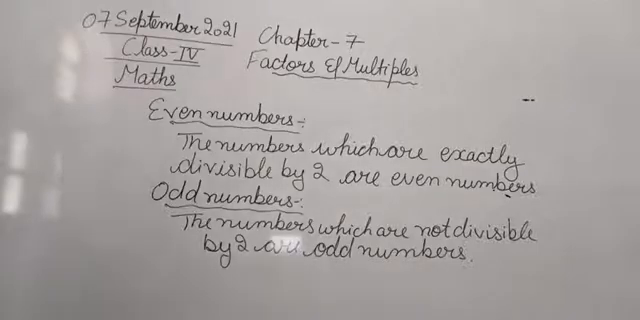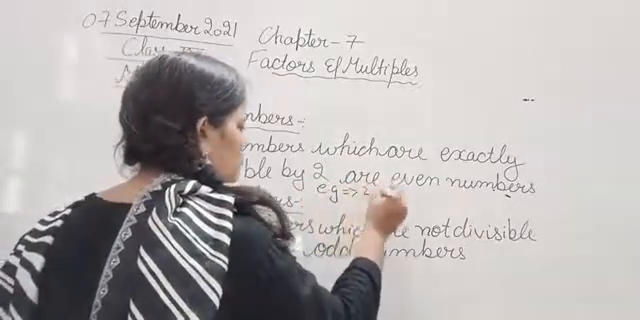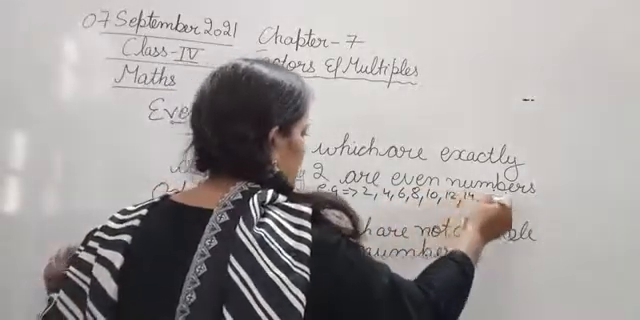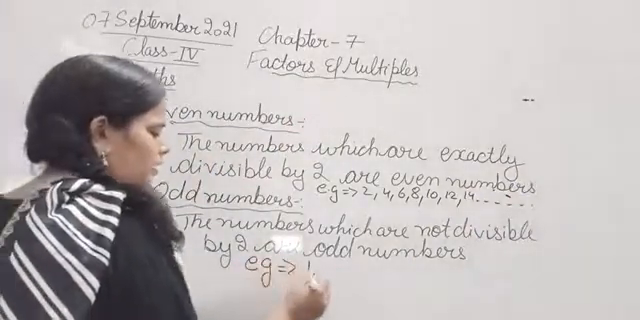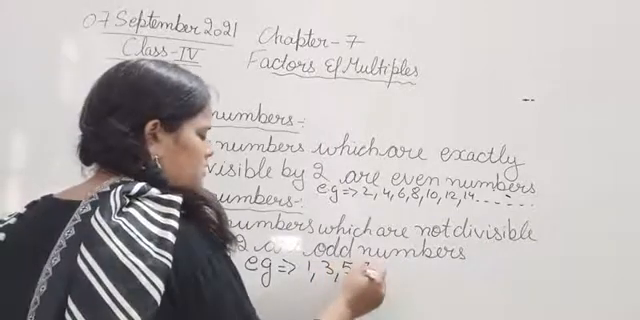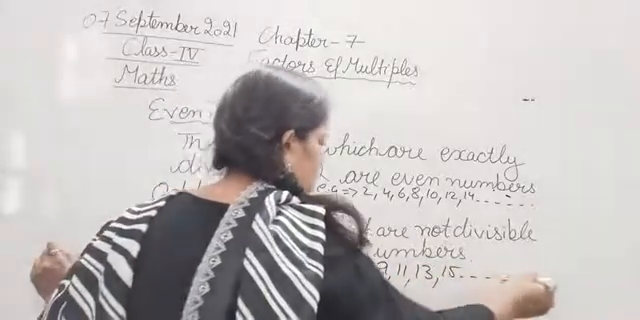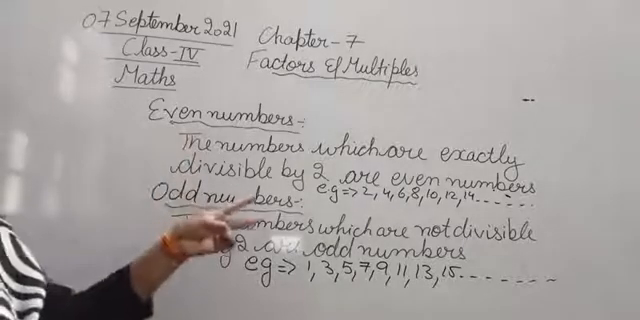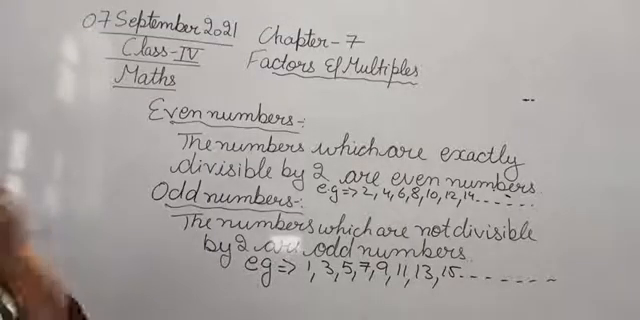So if you want to write the example, example भी लिख सकते हैं यहाँ पे आप. You can write 2, 4, 6, 8, 10, 12, 14 and so on. For odd numbers you can write in the example like 1, 3, 5, 7, 9, 11, 13, 15 and so on. Okay, so जो numbers 2 से exactly divisible होते हैं they are even numbers, and the numbers which are not exactly divisible by 2 are known as odd numbers.